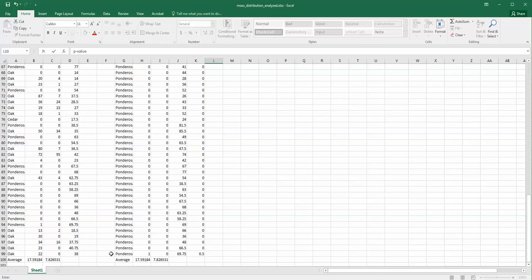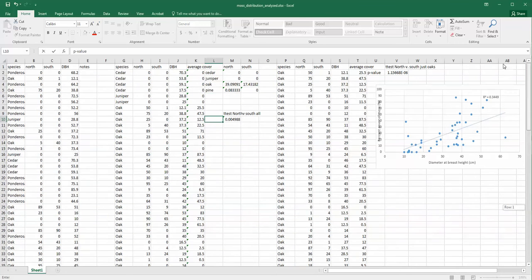And then here on the ground, I've calculated the average percent cover. So this would be for the north side, 17.6%. And then this would be for the south side, 7.82%. The columns G through K are the same. The only difference is that I've sorted the data by species.